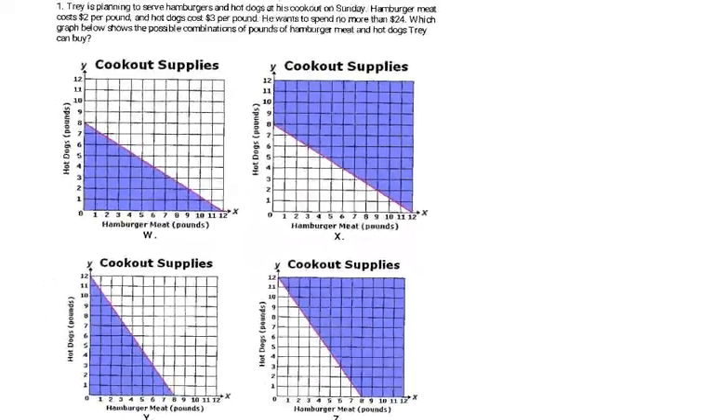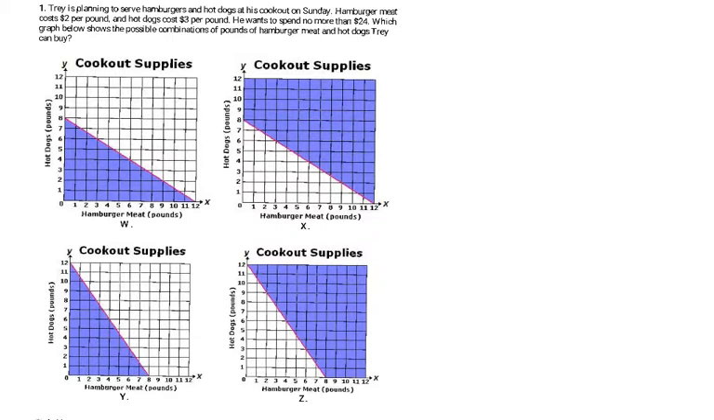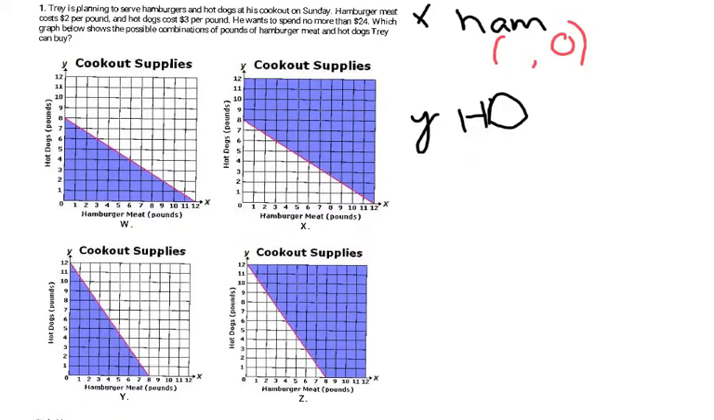If we look at our four graphs, the way I'm going to do this is I'm going to look at my hamburgers and my hot dogs. If I get all hamburger meat, what's that going to look like? Hamburgers are my x's, because that's what the x-axis is labeled in all my answers, and hot dogs are going to be my y, because that's what the y-axis is labeled in all my examples. So if I get all hamburgers, that means my y coordinate is 0, because I'm not getting any hot dogs. So what's that going to look like?